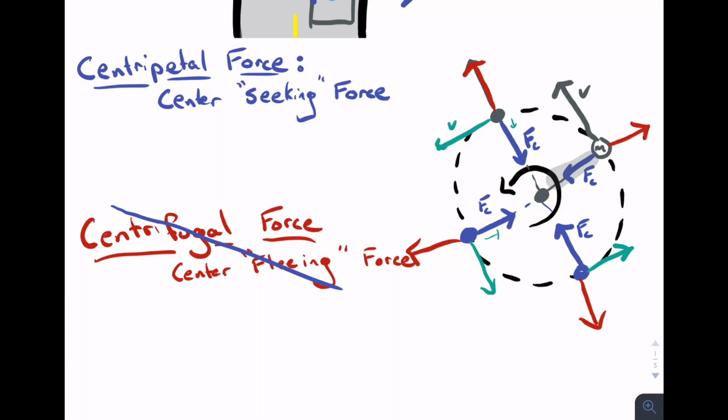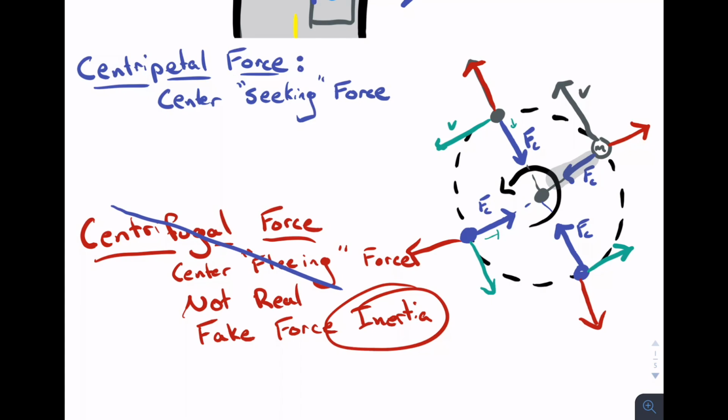And the key term we need to know here is that centrifugal force is not real. Okay, it's not a real force. It is a fake force, and it's really just an object's inertia. The thing that makes you feel like you're leaving the circle is not the fact that there's a force pulling you out there. It's really just your inertia from a little bit before.